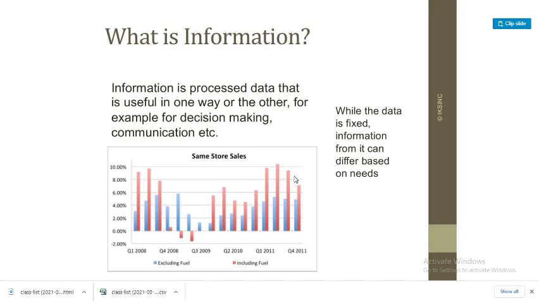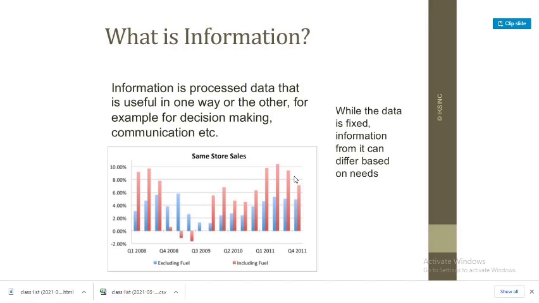Because 20% revenue is generated by clothing in a single day, they will come to know whether they are going to invest more in clothing or garments, or go for grocery. They will take a decision based on the revenue generated, based on the information from the processed data. Got it? So this is what information is. Information is processed data that is useful in one way or the other, for example, for decision making, communication, etc.